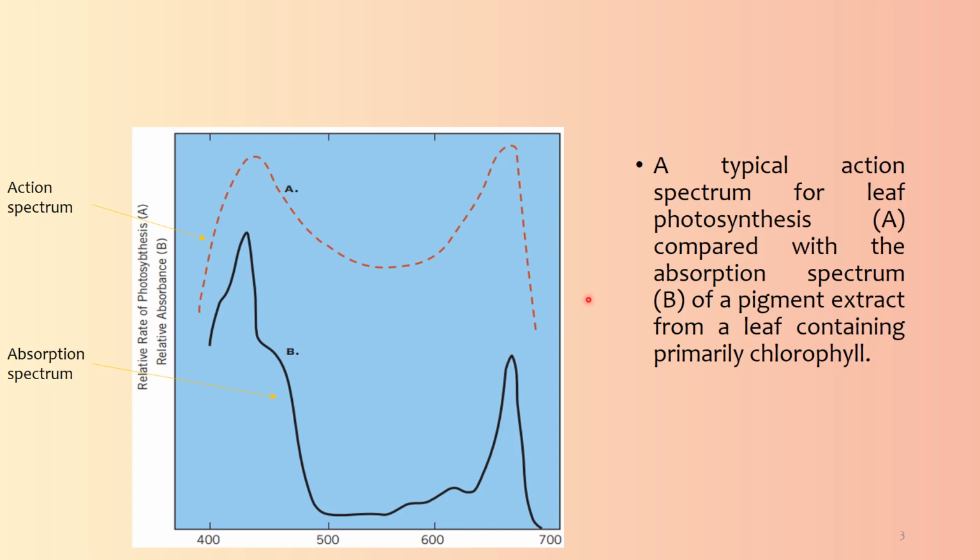So in this diagram, two plots are shown, two spectra are shown. The dotted red line is representing the typical action spectrum of the leaf photosynthesis, and a solid black line is representing the absorption spectrum of the pigment chlorophyll. Because we know that the chlorophyll molecule's maximum absorption is in the blue region and in the red region. So its absorption spectrum and the action spectrum both correspond to each other.